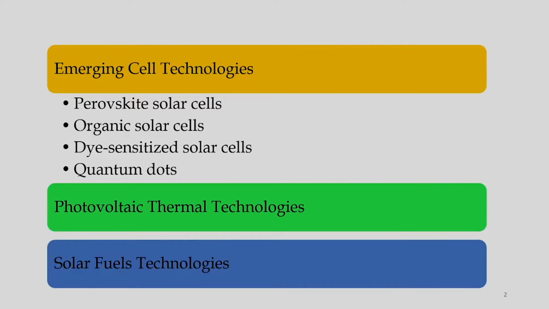Dear students, today we will be discussing emerging solar energy technologies, which include emerging cell technologies, photovoltaic thermal technologies, and solar fuel technologies. Under emerging cell technologies, we will have perovskite solar cells, organic solar cells, dye-sensitized solar cells and quantum dot solar cells. The attempt of the researchers is to increase the conversion efficiency at lower cost for these solar technologies. So, we will move on. First, let us come to the perovskite solar cells.